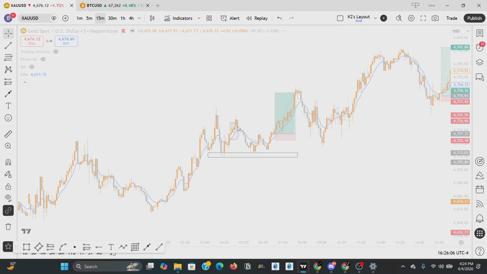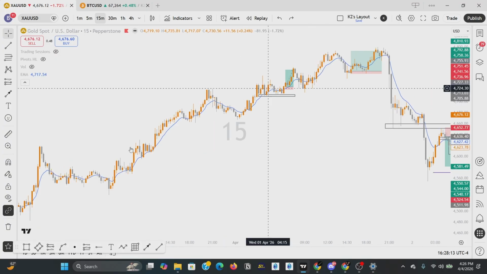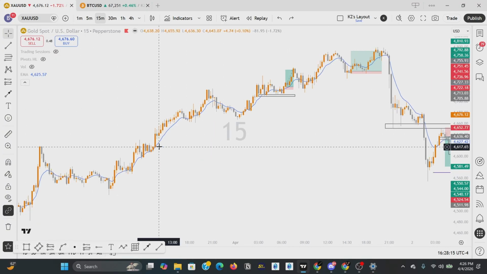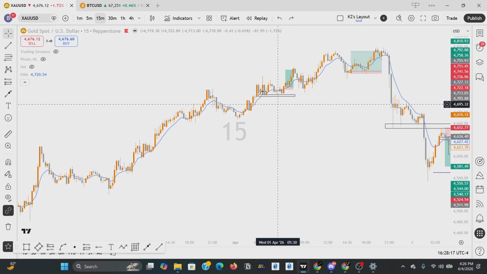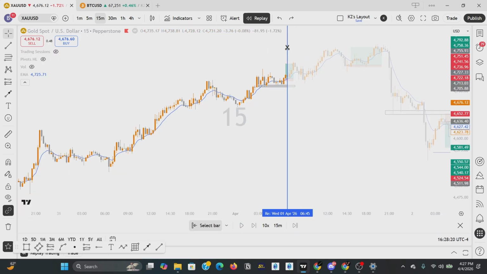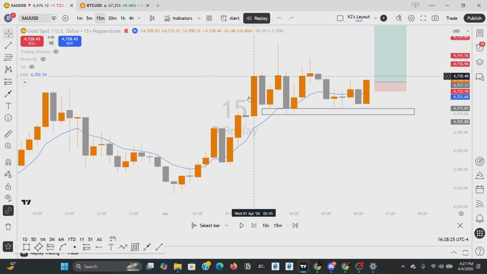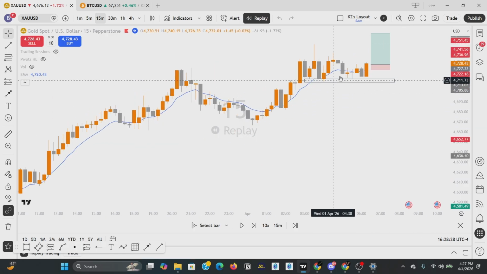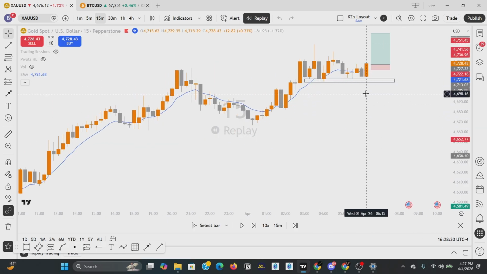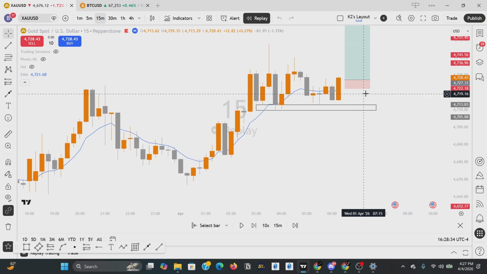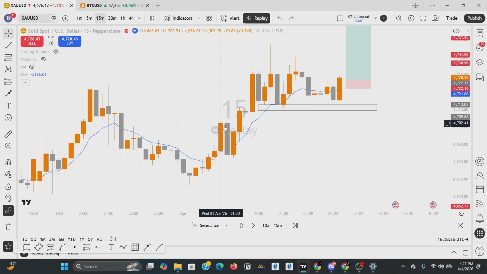On the 15-minute, price is also bullish. Price is pushing up, right? And I can see that. So during this time, I'm going to go in bar replay so I can show you what it looked like. This is what it looked like on April 1st at 6:15 in the morning, right before I took my trade.